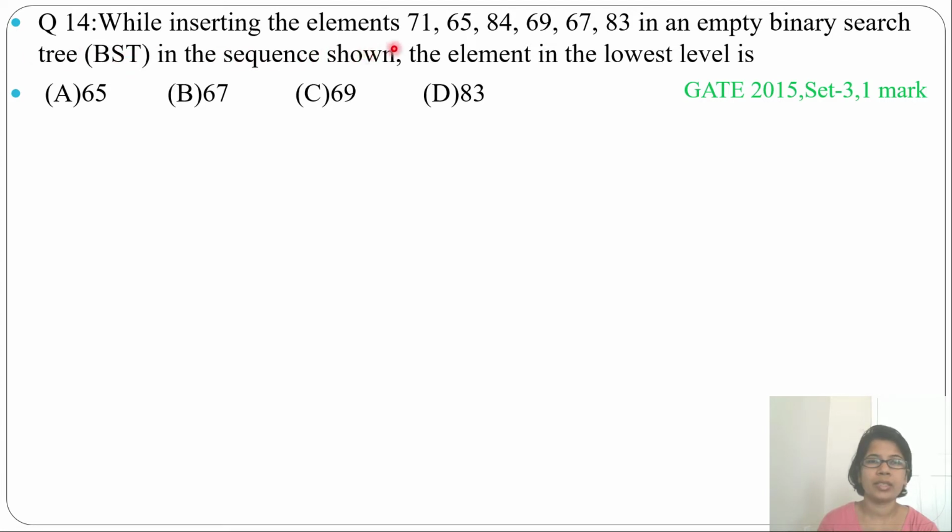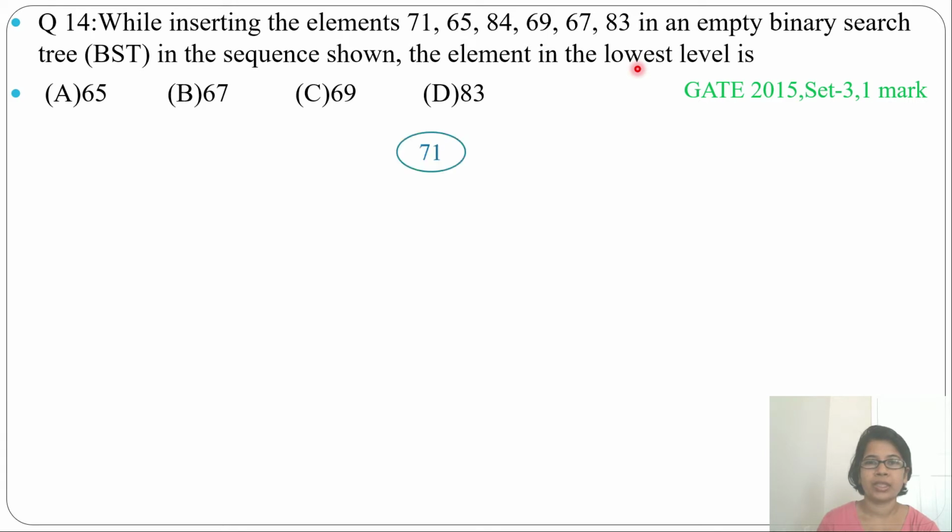While inserting the elements 71, 65, 84, 69, 67, 83 in an empty binary search tree in the sequence shown, the element in the lowest level is. So it is asking which element will be at the lowest level if you are inserting these elements in an empty binary search tree. So let's insert these elements in the empty binary search tree.